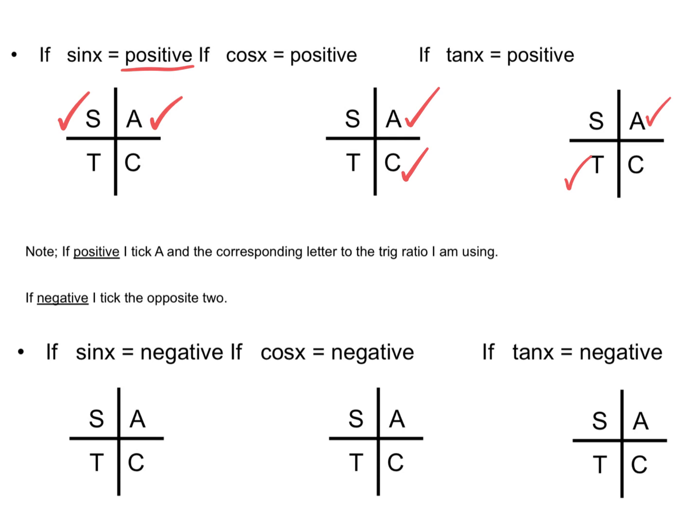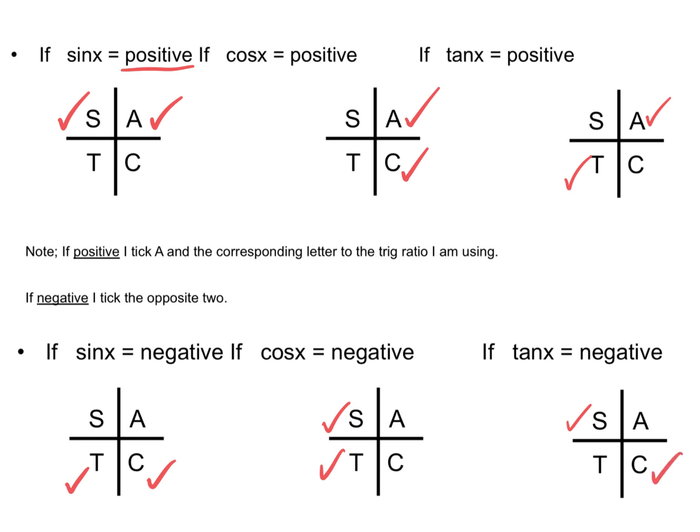So again, if sine x is negative, we know it's positive here and here, so therefore it must be negative here and here, the opposite two. If we know cos x is negative, we know cos x is positive here and here, so therefore it must be negative here and here. And again, if tan x is negative, well, we know tan is positive here and here, so therefore it must be negative in the other two, here and here.